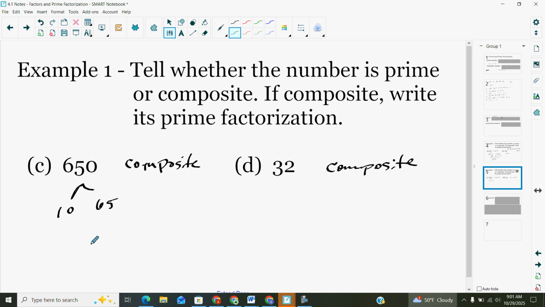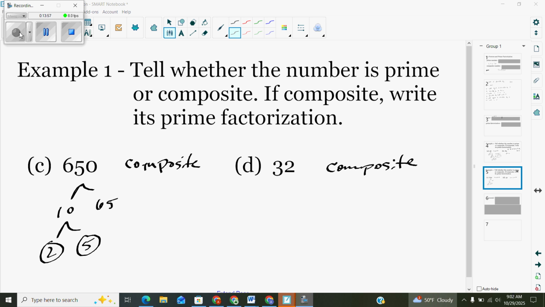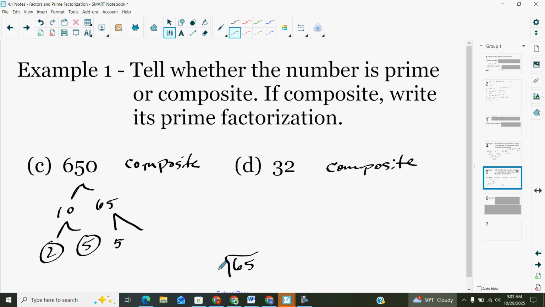Neither of those are prime. I can't circle either one. 10 is 2 times 5. 2 is prime. 5 is prime. 65 ends in a 5, so we know it's divisible by 5. 5 times what? So we're thinking through 5 times what gives us 65. We can do 65 divided by 5.